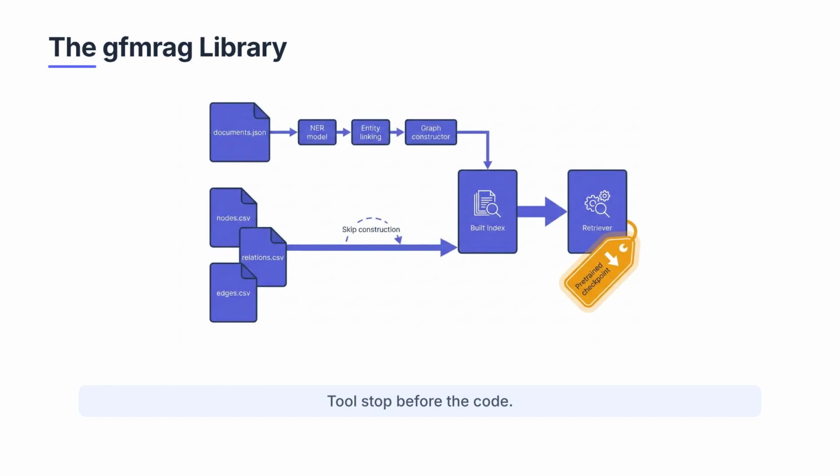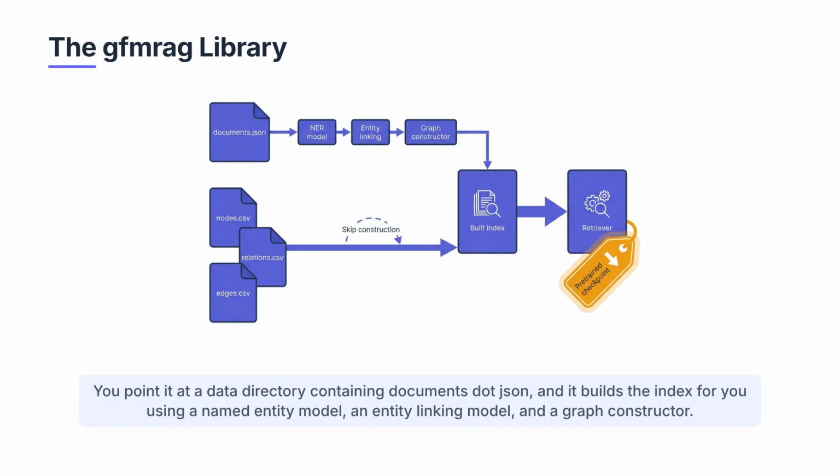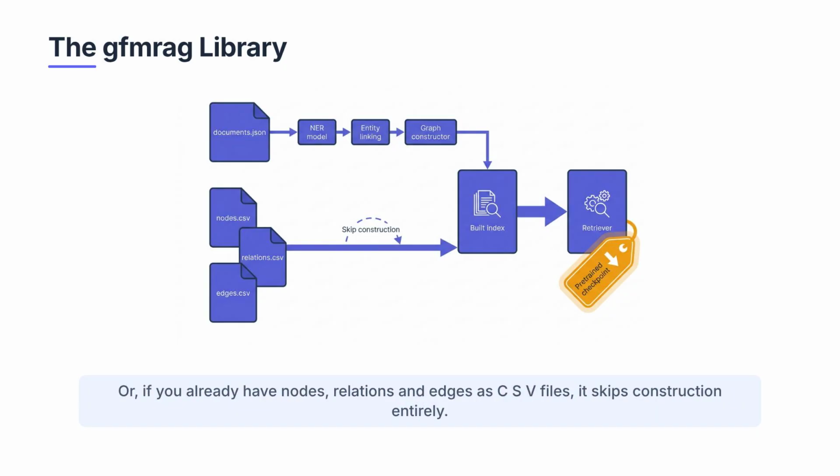Tools stop before the code. Pip install GFM-RAG gives you the package. You point it at a data directory containing documents.json, and it builds the index for you using a named entity model, an entity linking model, and a graph constructor. Or if you already have nodes, relations, and edges as CSV files, it skips construction entirely. Pre-trained checkpoints live on Hugging Face, the 8 million parameter model, and a larger successor.